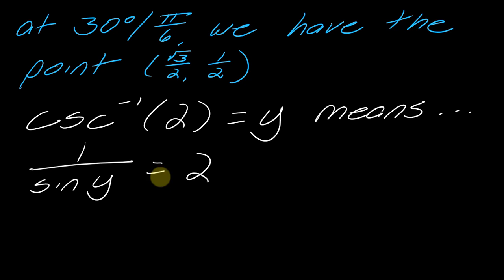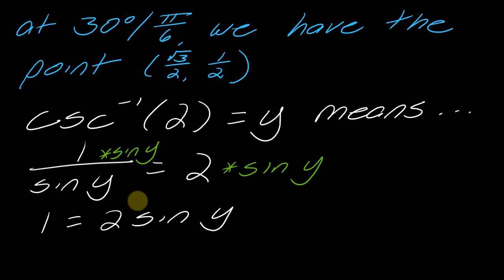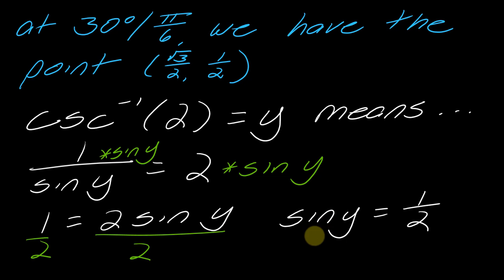All right, so what I'm going to do now is try to isolate this sine of y. Right now it's in the denominator, so let me multiply both sides by sine of y. Now I get 1 equals 2 times sine of y. I'm trying to isolate sine of y, so let me divide both sides by 2. So check this out: now I've got sine of y equals 1/2.